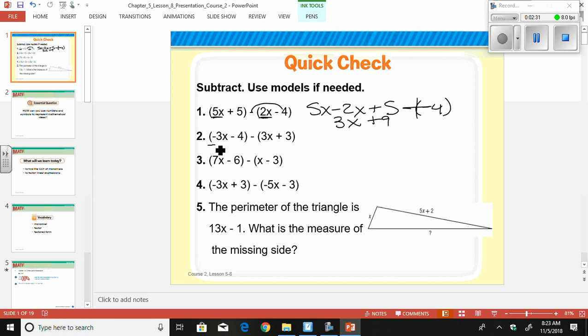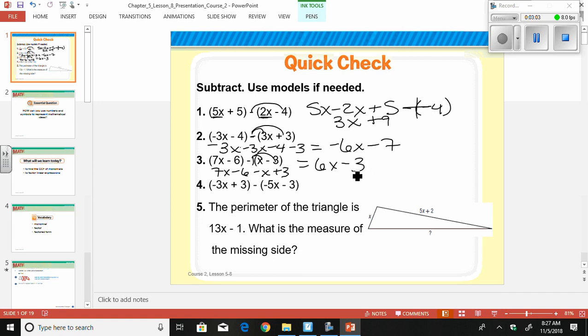Okay, so we get negative 3x. Take that negative through, so minus 3x. Minus 4, negative 1 times positive 3 is negative 3, so minus 3. So we get negative 6x minus 7. Then we have, take that negative through, distribute it. So we get 7x minus 6 minus x plus 3. So 7x minus x is 6x. Negative 6 plus 3 is negative 3.